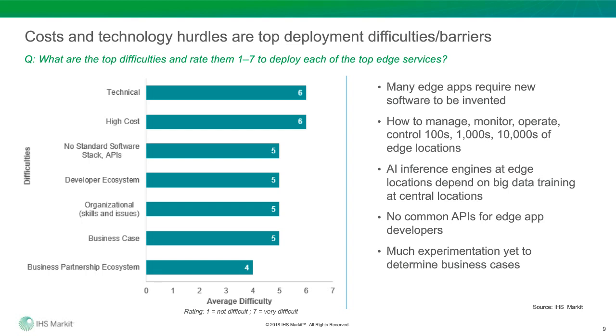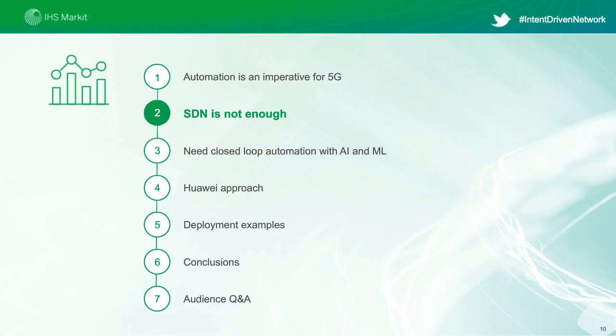One other large technology hurdle that we'll need to take care of is the need for some sort of data consistency across all the locations, and perhaps we'll be turning to things like data lakes to bring this to fruition. So with that, I'd like to pass the floor over to my colleague, Alan Hu, to talk to us a little bit about some of the challenges with SDN and why that's not enough.